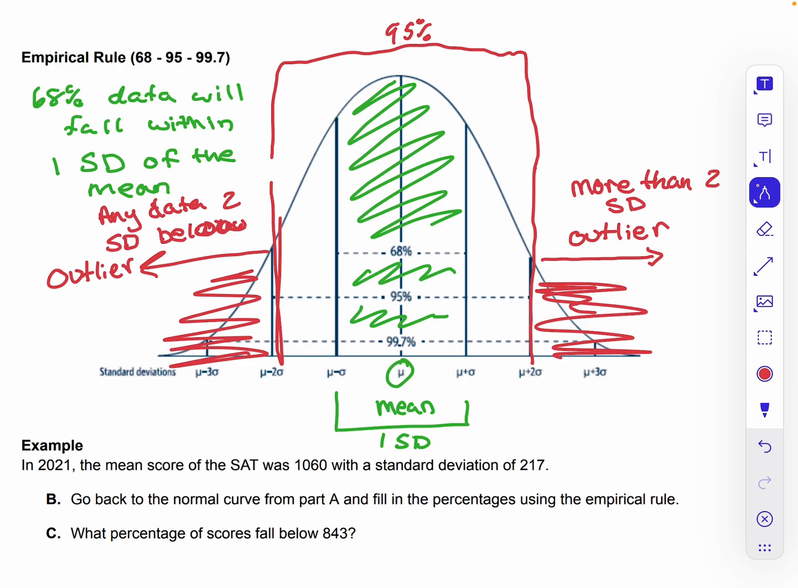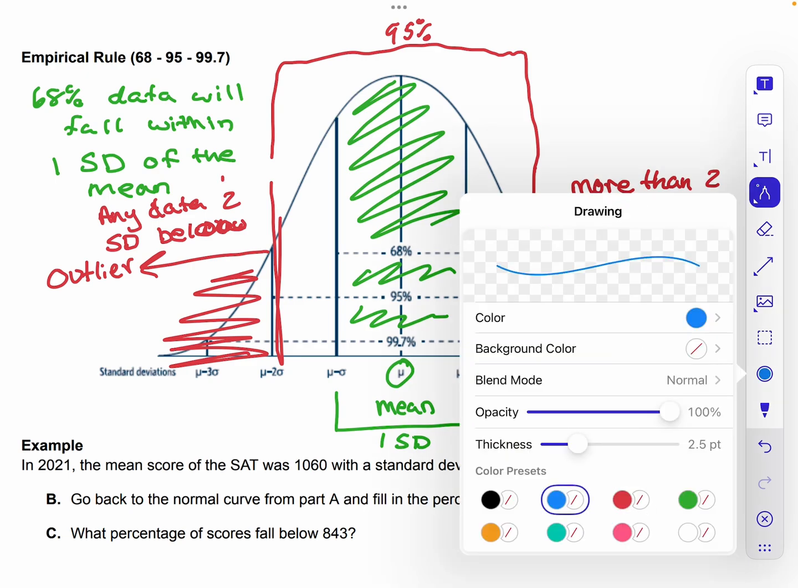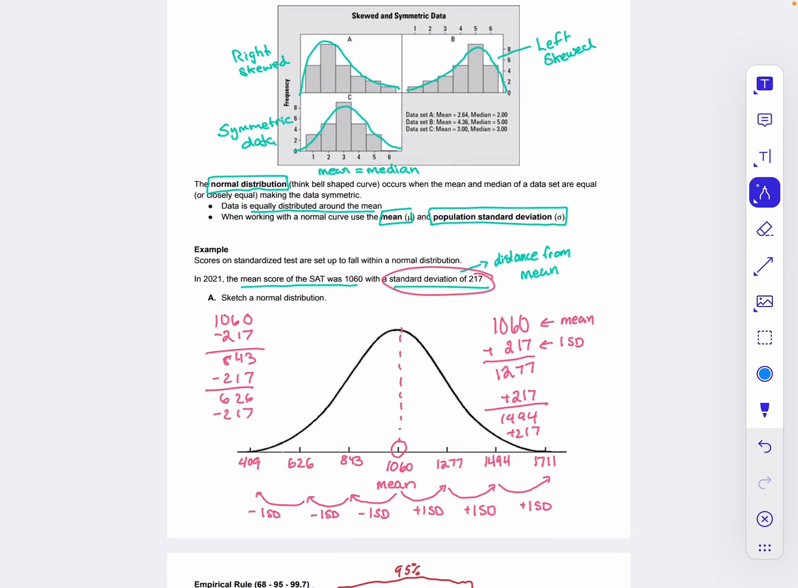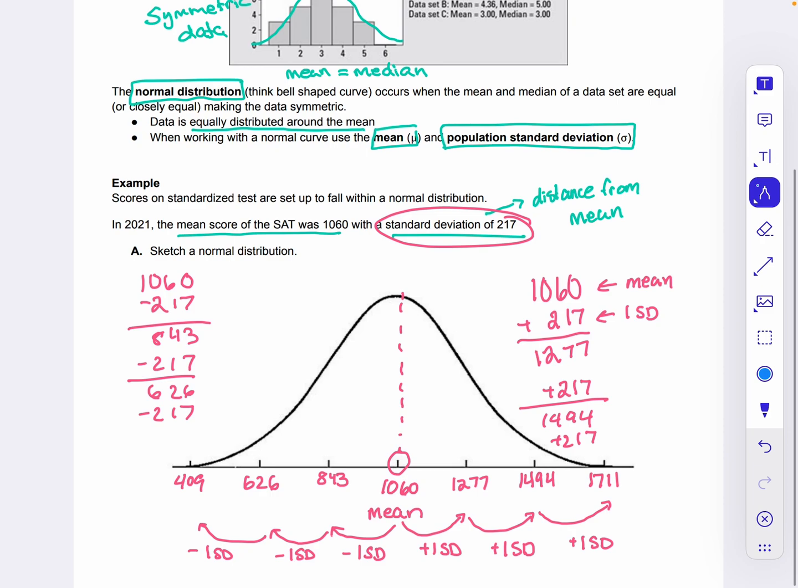Now, there are some people who would argue that outliers truly need to be more than 3 standard deviations away, because basically 99.7% of the data is going to fall within 3 standard deviations. So that's why, back on the previous example, we didn't bother making a 4th standard deviation, because we're talking 99.7% of all the SAT scores are going to fall between 409 and 1711. The chances of something falling outside of that is so infinitesimally small that we don't even worry about it.